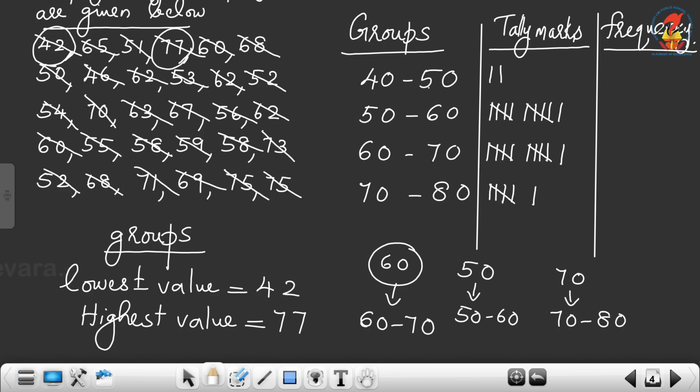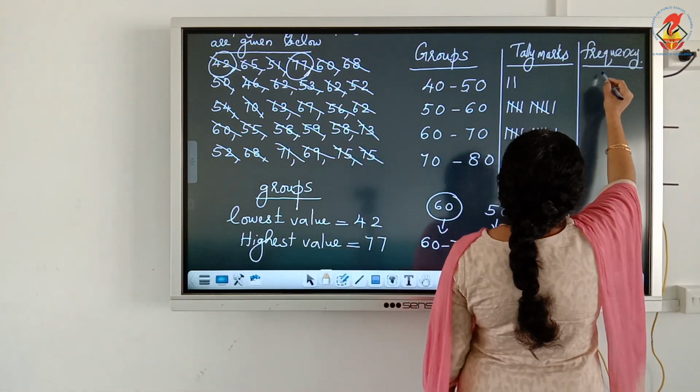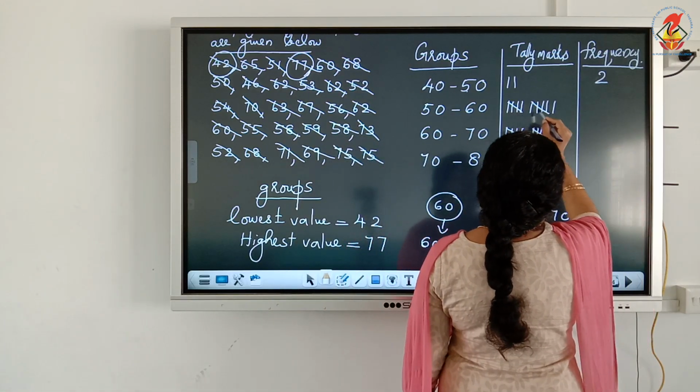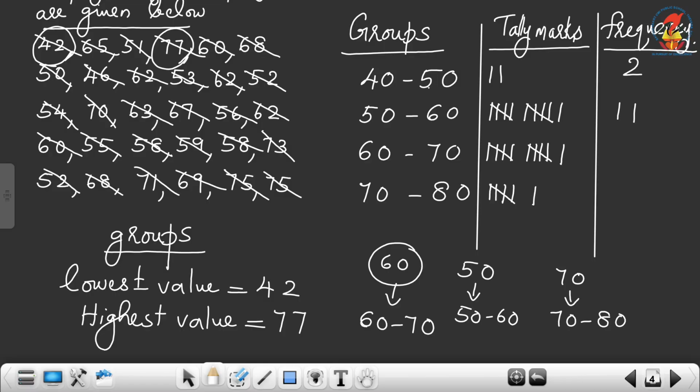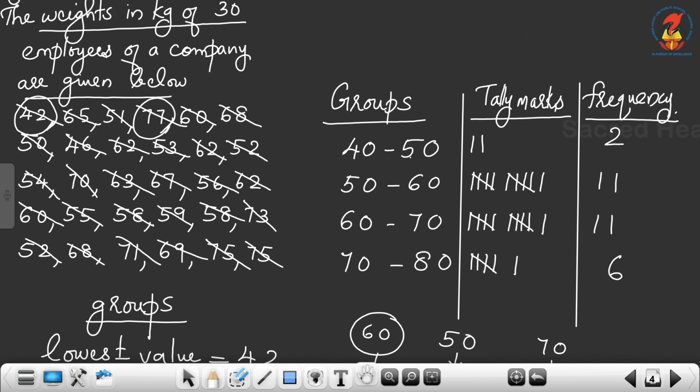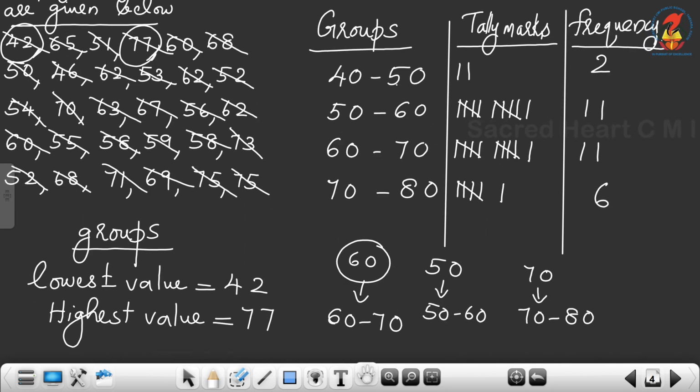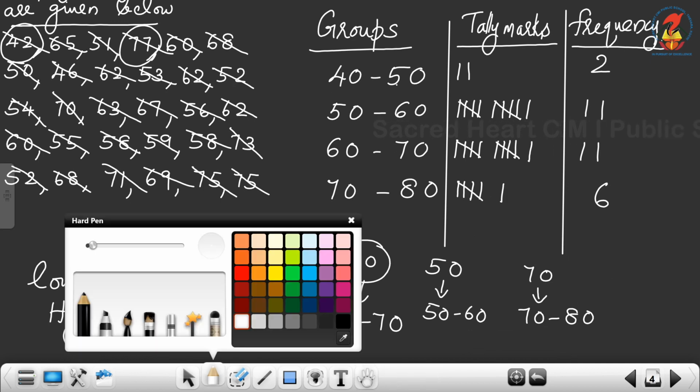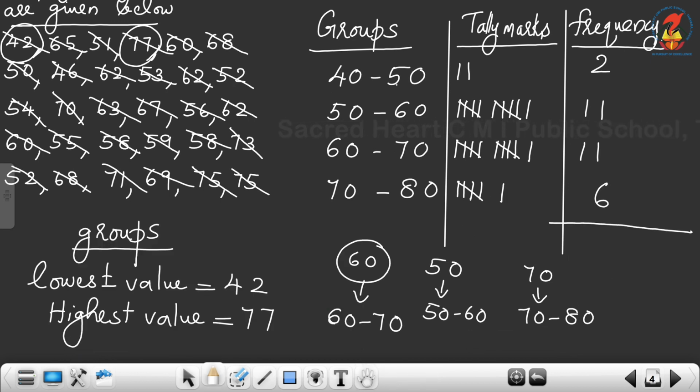Now we can find the total number of tally marks. 2, then 5 plus 5, 10 plus 1, 11, again 11, then 6. How many observations are given? 30. So when you add it, you have to get 30. Total.